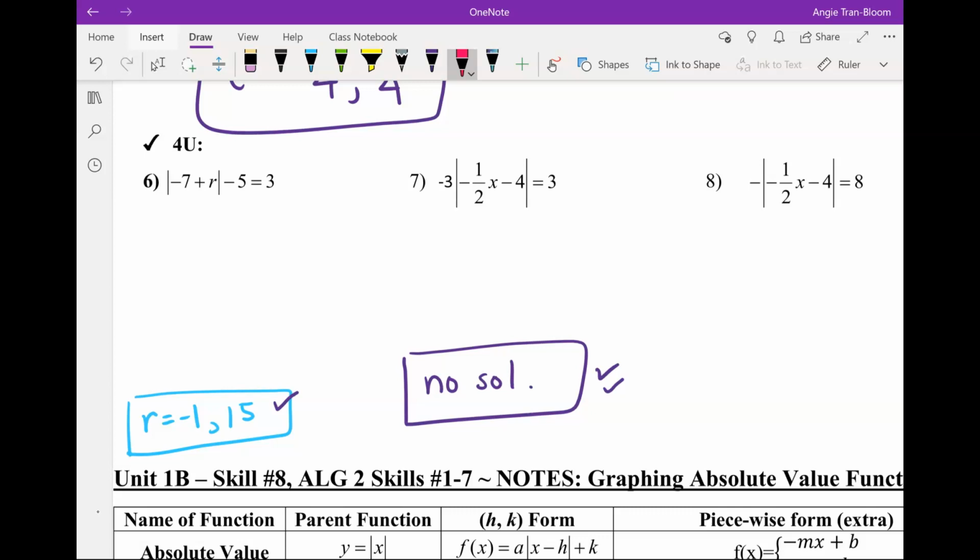Would you guys agree? Step number one, you must isolate your absolute value. Yes. What do you do first? Divide both sides by negative 3. If you divide both sides by negative 3, absolute value of a negative half x minus 4 equals to what? Negative 1. Is a distance... no. No, distance may never be negative. Therefore, you should have no answer. Next 3 teams, here we go.